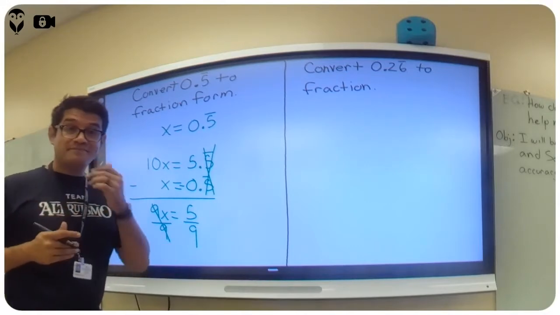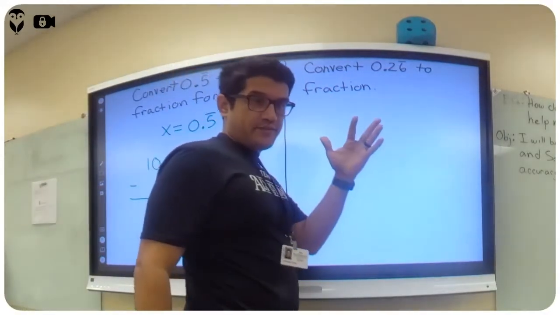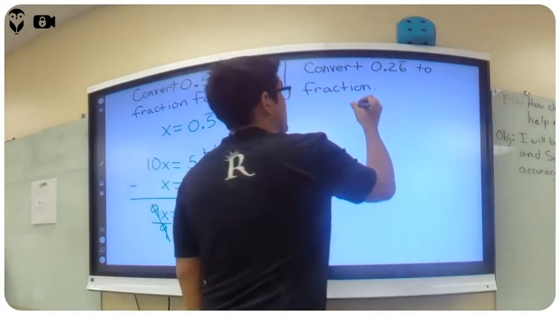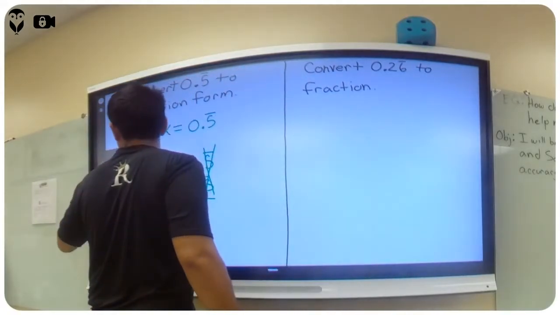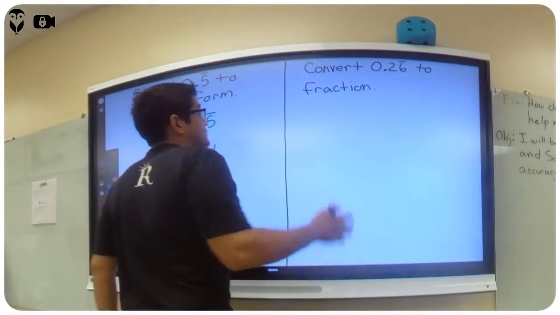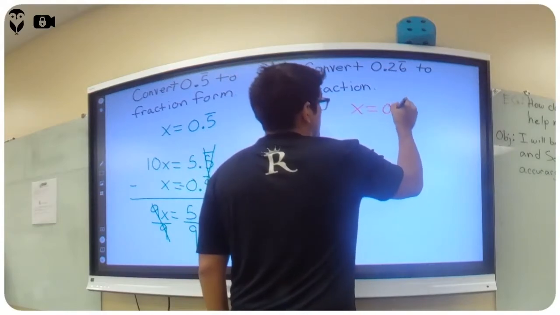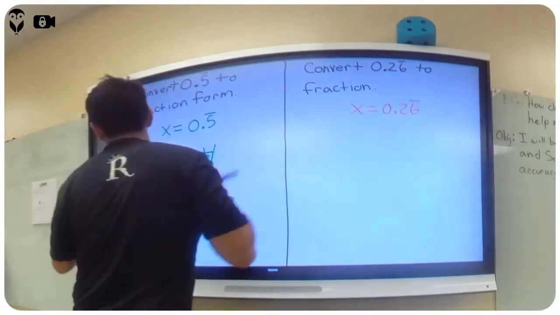Pretty simple, right? Now this one here, convert 0.26. Again, same rule. Everything is going to be the same. I'm going to make x. I'm going to do every step in a different color. So we'll start with red. So first thing is to write x equals 0.26, exactly the way it is. So that's the first step.